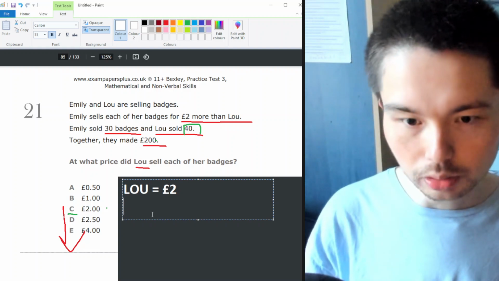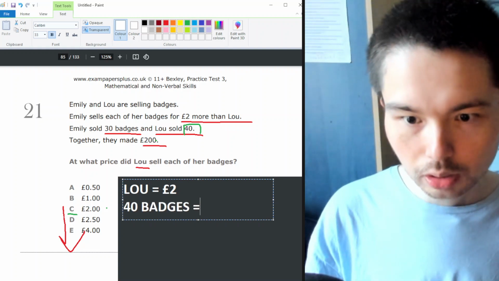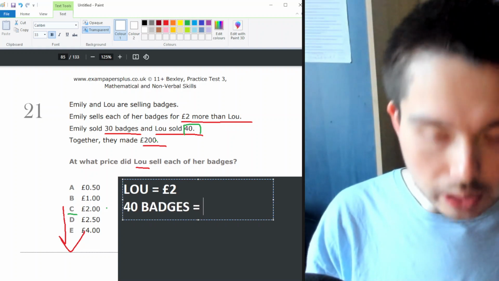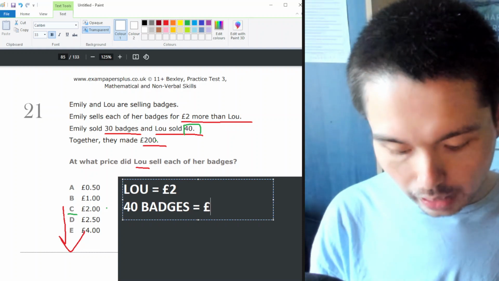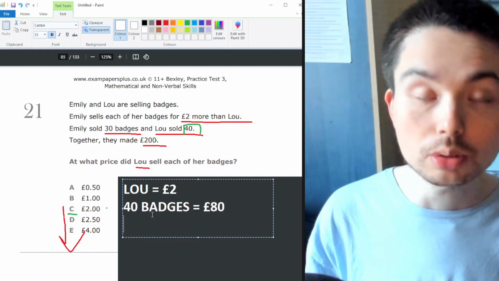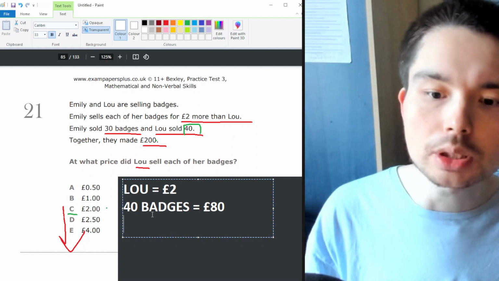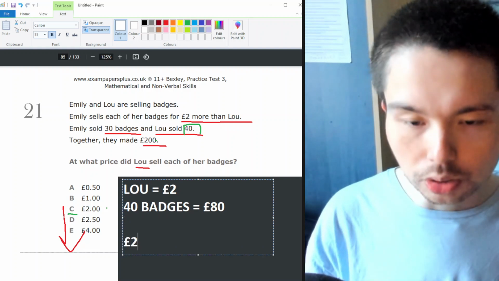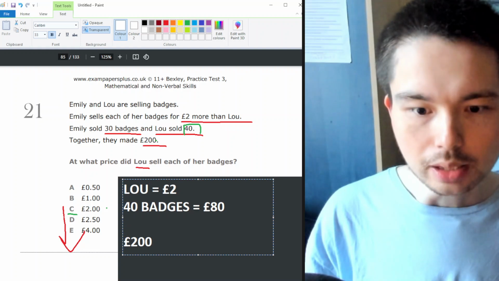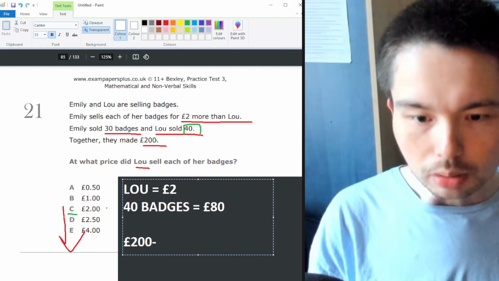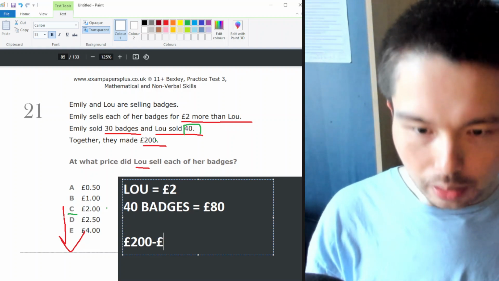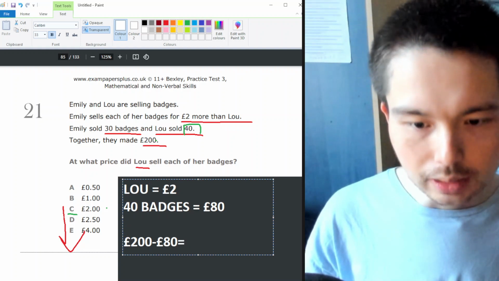Now, this dude sold 40 badges. So how much did this person sell? 40 times £2 is £80. Now we see the total is £200. So we're always comparing the same types of numbers. We've got the money numbers, so let's compare. 200 in total. Lou sold 80. So we need to take it off just to make sure we are working out Emily, the other person.